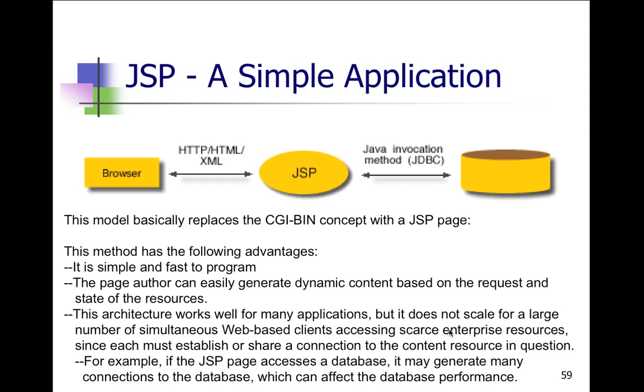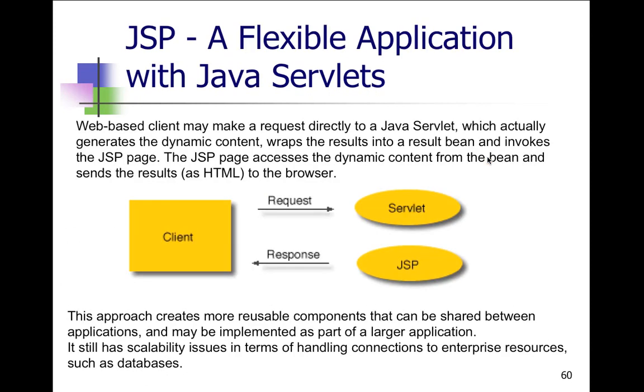As an example, if the JSP accesses a database, it may generate many connections to the database, which can affect the database performance, versus calling a bean and having the bean do the generation of the dynamic content coming from the database. Because you're still working with one client request per process being created. So in terms of large-scale development, you might end up with a not so efficiently running server.